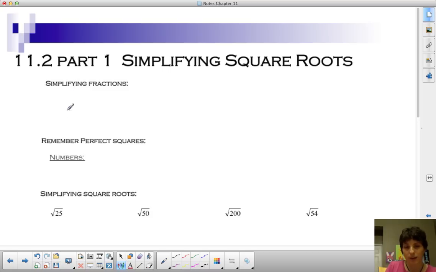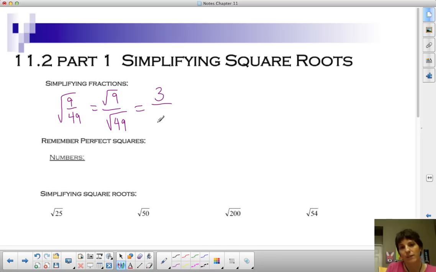We already talked about simplifying fractions, so remember that when I had the square root of something like 9 over 49, that is what this is asking us about. We take the square root of the numerator over the square root of the denominator, and we work them separately. The square root of 9 is 3, and the square root of 49 is 7. We just listed off our perfect square numbers.